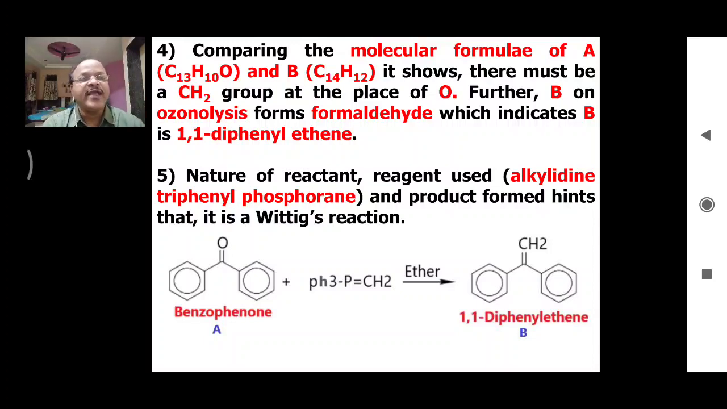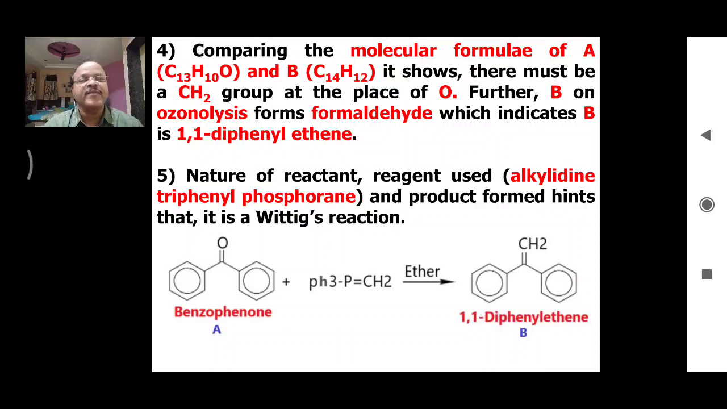In compound A, 13 carbon atoms are there and hydrogens are 10. In compound B, 14 carbons and 12 hydrogens are there. In compound A, oxygen is there. In compound B, oxygen is absent. So as compared to compound A, compound B contains one carbon more. A contains 13 carbon, B contains 14 carbon.